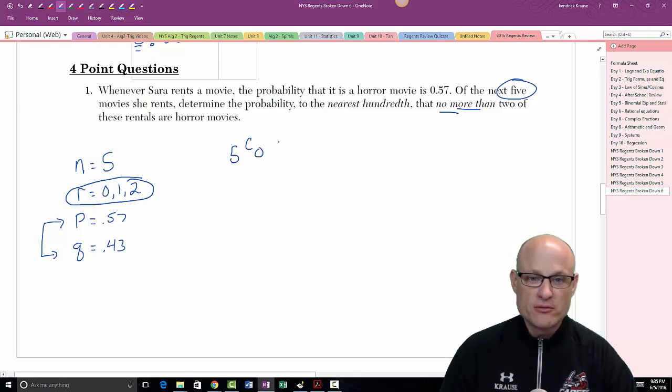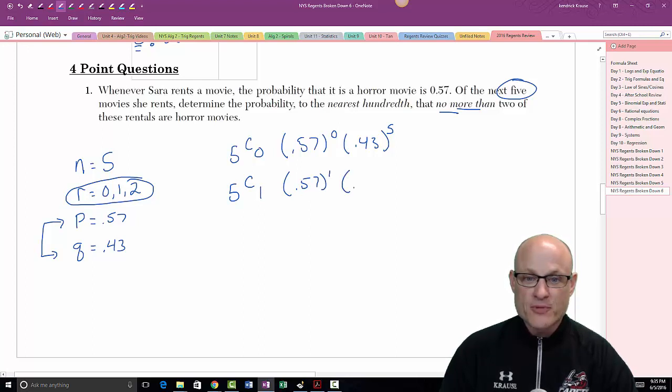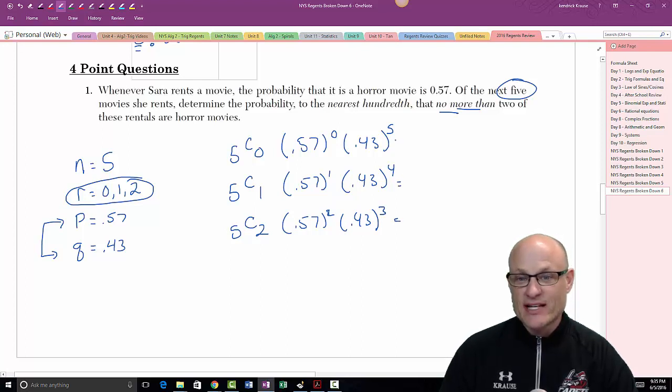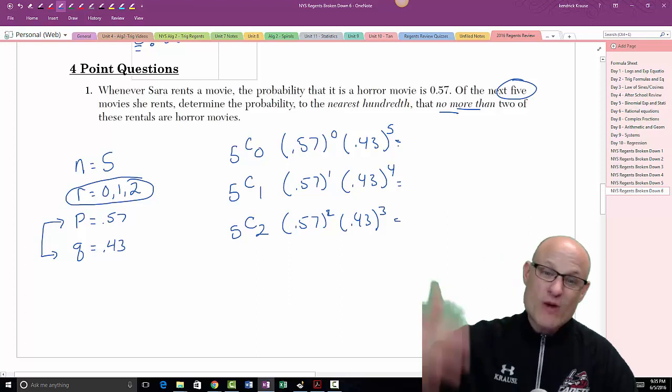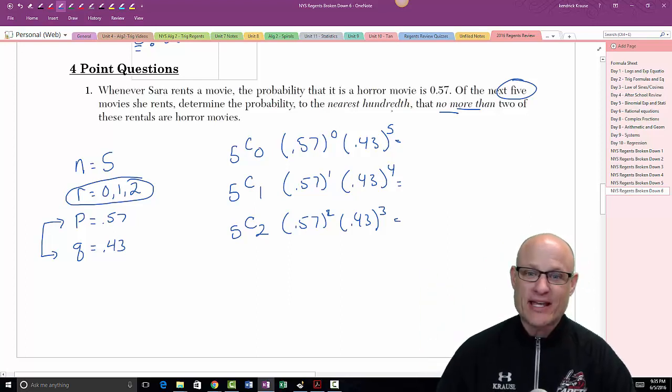5 choose 0, 0.57 to the 0, 0.43 to the 5. Remember, the exponents have to add up to 5. Then you just do the next equation. 5 choose 1, 0.57 to the 1, 0.43 to the 4. Remember, again, the exponents have to add up to 5. 5 choose 2, 0.57 to the 2, 0.43 to the 3. Now, each of these is going to give you a decimal. These you cannot round. Don't round. You have to round only at the end. This is just for the end of the problem.